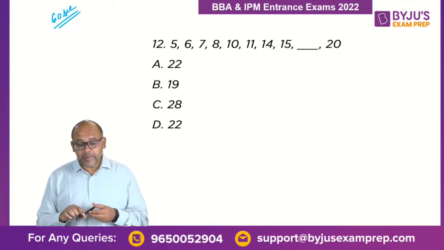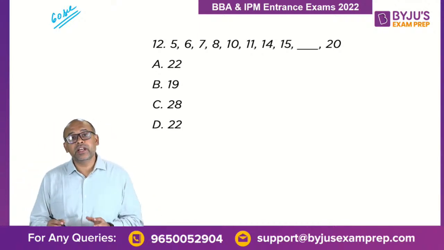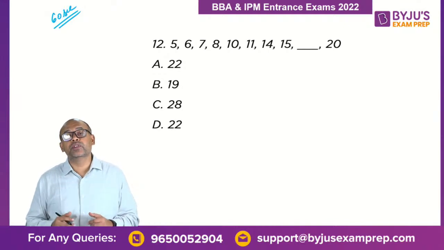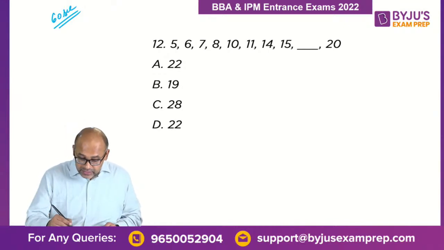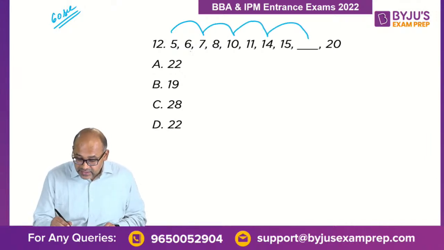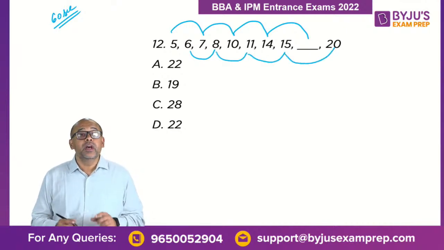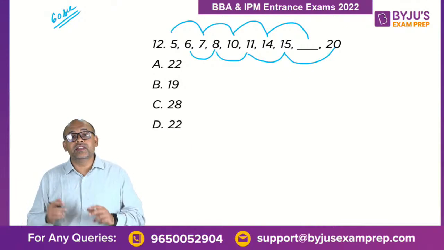Okay, so that's your 1 minute up. So here, it is not a single continuous series. There are 2 series in it. The first series is this, 5, 7, 10, 14, blank. The second series is 6, 8, 11, 15 and 20. The logic for both the series is same.